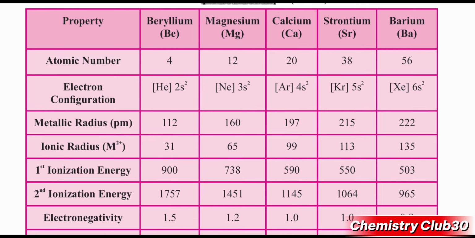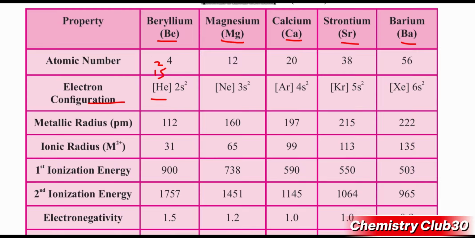This family starts from beryllium, magnesium, calcium, strontium, and barium is present at the bottom. So atomic number increases from top to bottom. Beryllium has atomic number 4 and so on. Atomic number increases as we move downward. Electronic configuration is shown here. Helium has atomic number 2, so its configuration is 1s2. So instead of writing 1s2 we can just write helium.